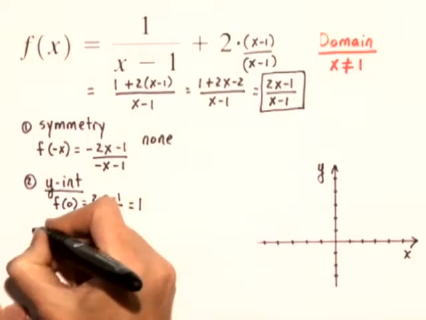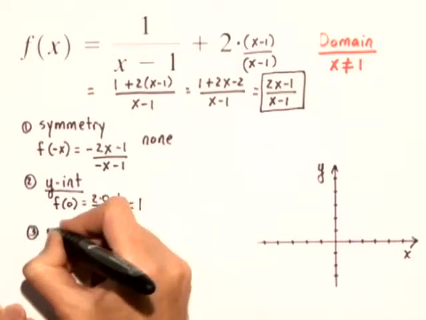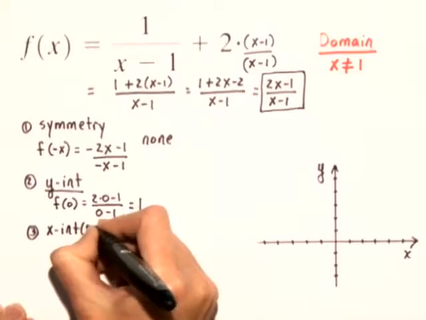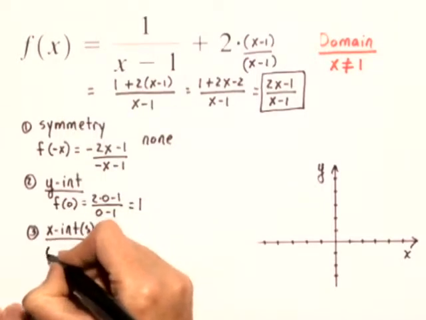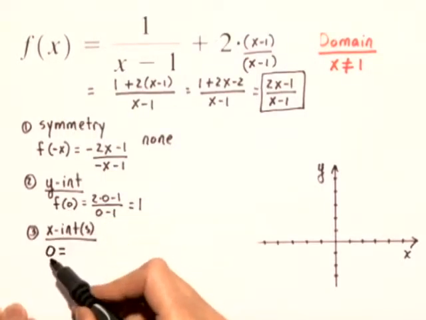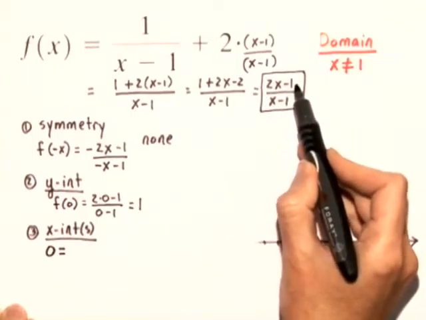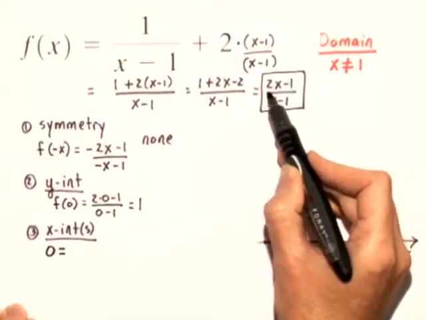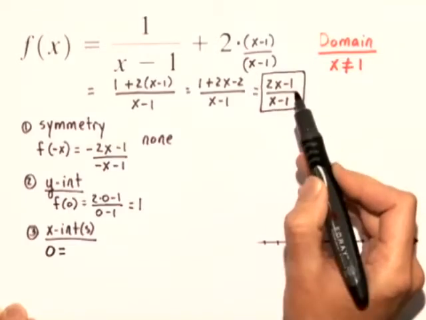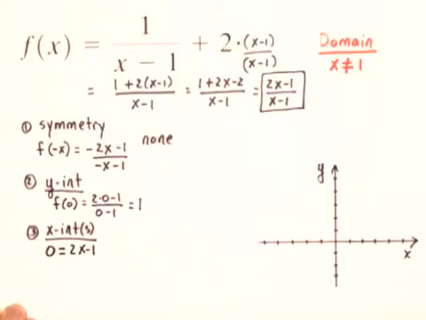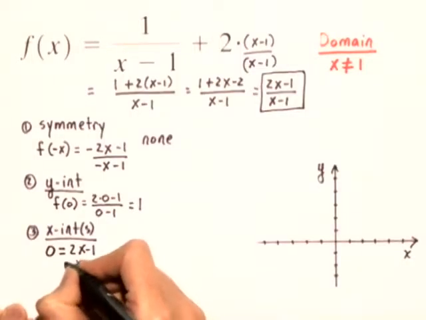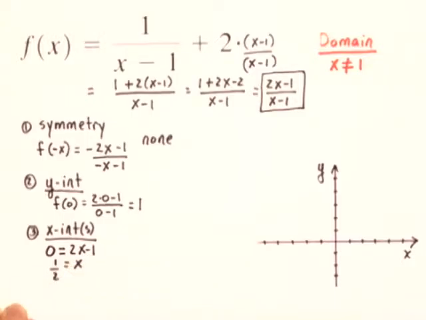Next, we'll find the x-intercept or intercepts, if there are some. We do that by letting y equal 0. In other words, we let f of x equal 0, and the easiest way to do it is just to set 0 equal to the numerator only of this rational expression. The only way this expression can equal 0 is if the numerator is equal to 0. So 0 equals 2x minus 1 does have a solution. If we solve for x, we get x equals 1/2. So x equals 1/2 is our x-intercept.